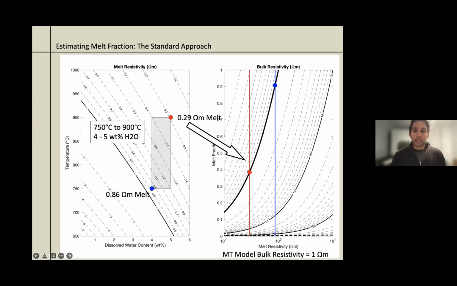The last thing we need to know is the bulk resistivity. Let's just assume for a moment that we know the bulk resistivity from some inversion model is 1 ohm meter.